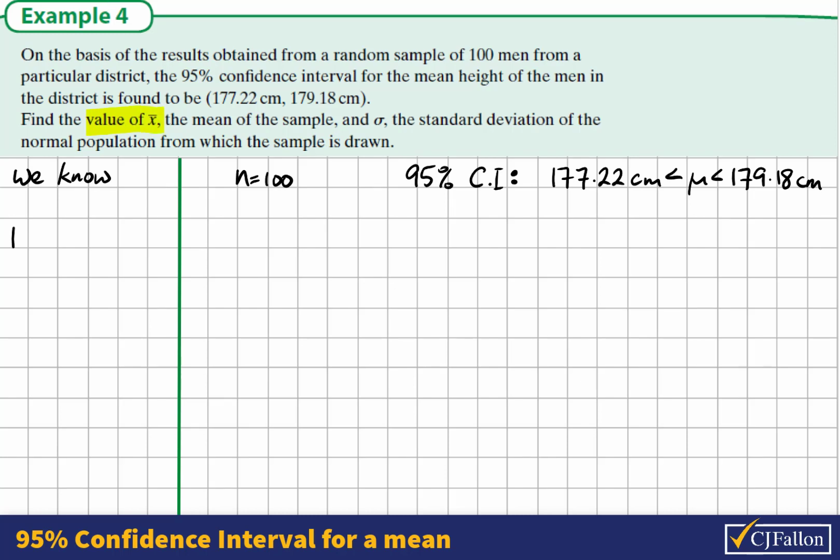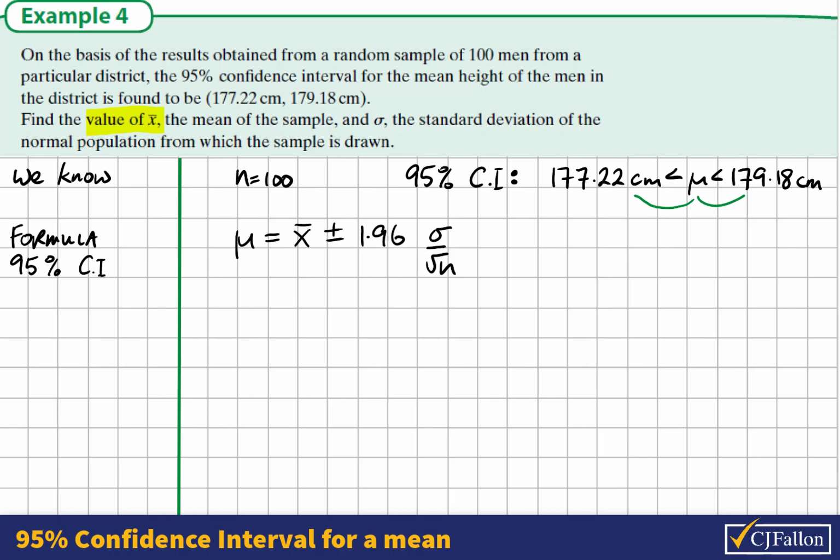Now, if we think about it, how would we have come up with this confidence interval? We would have used the formula for the 95% confidence interval, which says that the population mean, mu, is equal to the sample mean, x bar, plus or minus 1.96 times sigma over the square root of n. We can see from this that x bar, the sample mean, must be at the center of our confidence interval. We used it to get it.